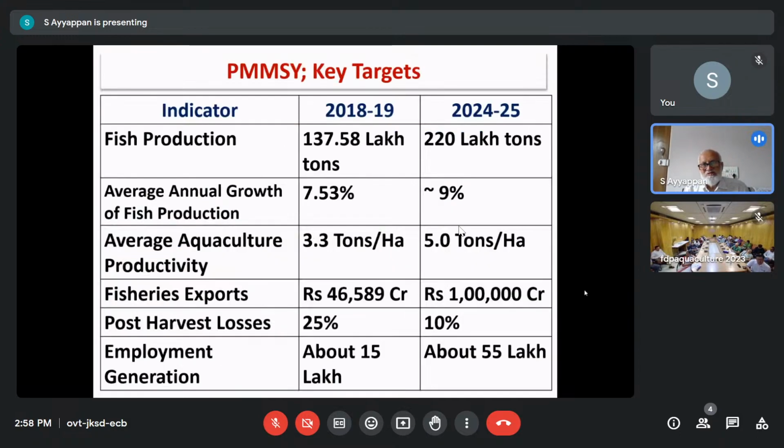Now, as a snapshot, what we are talking of today is something like, as I said, 140 in 2018-19. So in the next 2 years, can we have 22 million tons? Today we are at 16 million tons. So the projected growth rate is 9%. Aquaculture productivity to be enhanced to 5 tons, and exports, which were 19 earlier, today are 64,000 crores. Can we make it 1 lakh crores? Can we reduce post-harvest losses from 25% to 10%, and generate employment? So these are some projections when it comes to fisheries and aquaculture.